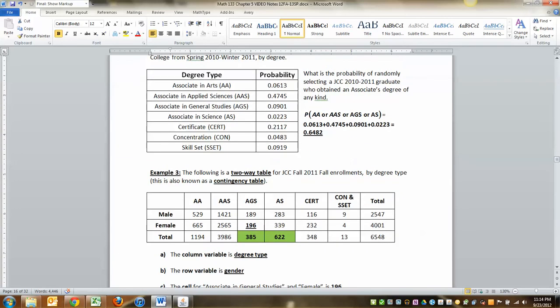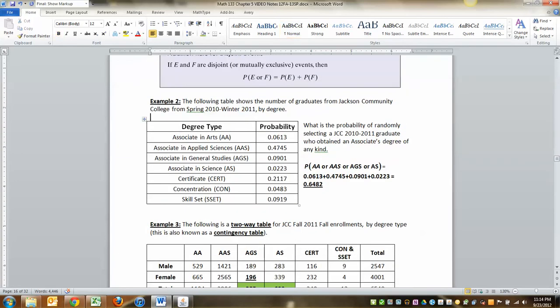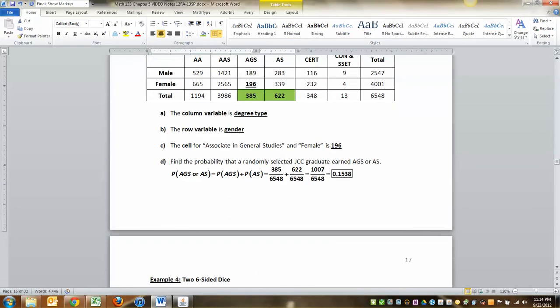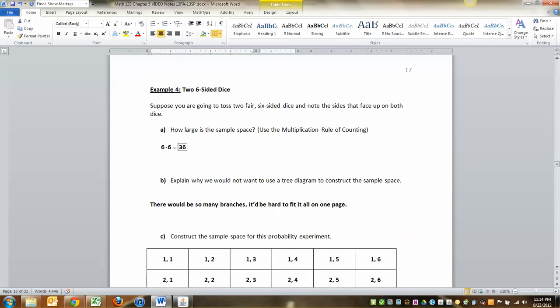So we've done a contingency table and we've done a probability distribution. So next is going to come the old, hey, you build it yourself and hope for the best, the classical stuff. So suppose you're going to toss two fair six-sided dice and note the side that faces up on both dice. So how large is that sample space? Well, remember, we already learned that in 5.1. You take 6 times 6, because there's 6 sides to each die, and you multiply it and you get 36.